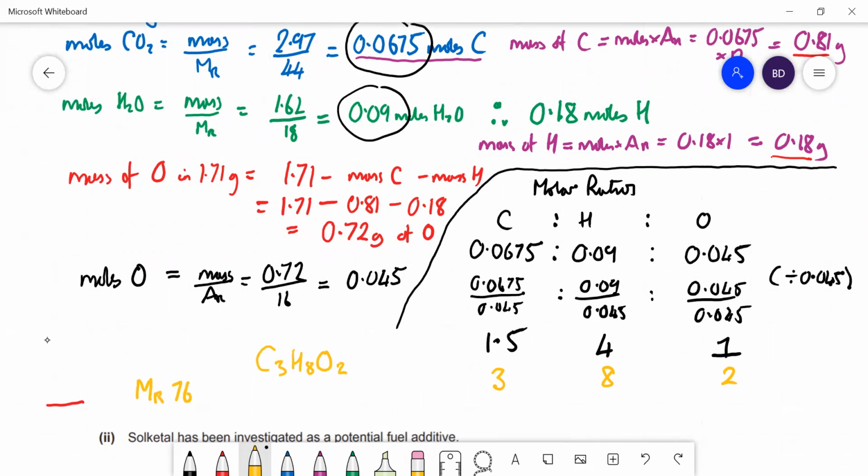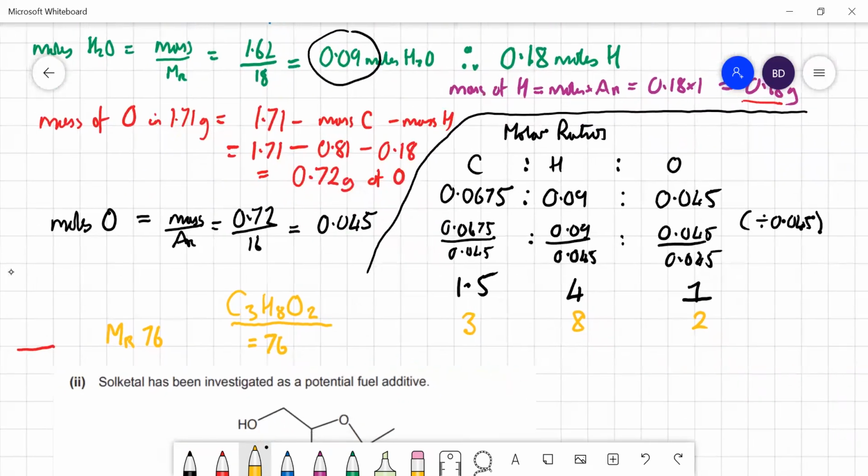Now, could it of course be a multiple? But if you look at that, 3 times 12, plus 8 for hydrogen, plus 2 times 6 into the oxygen, the MR of that is actually 76. So it's not a multiple of that. It's not like C6H16, whatever. It is C3H8O2. And then I think it asks us to suggest a structure there.